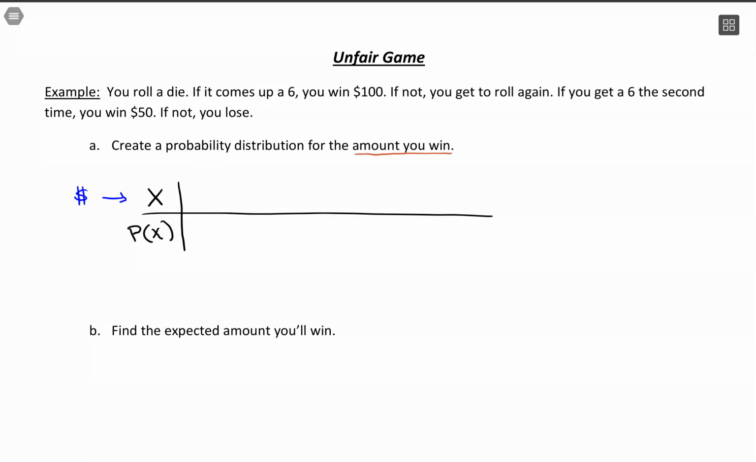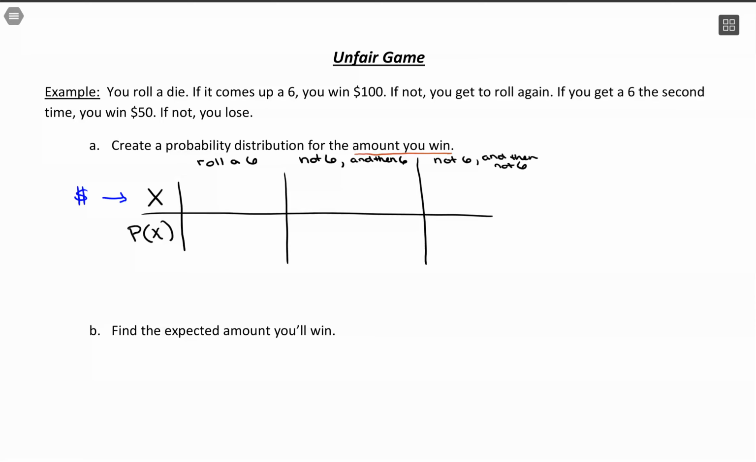So in terms of our possible outcomes, it's describing 3 cases. The first case is that we roll a 6. The second case would be that we roll not 6, and then a 6. And the last case would be rolling not a 6, and then not a 6 again. So these are our 3 cases.